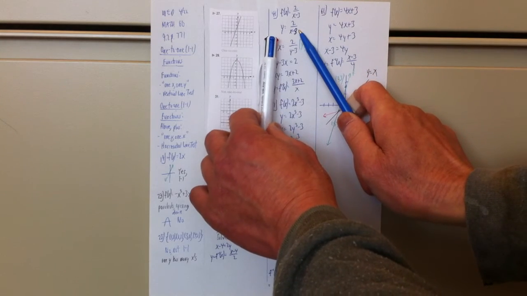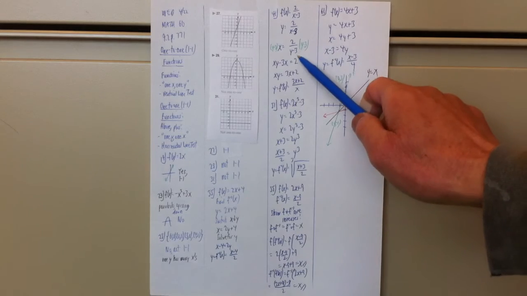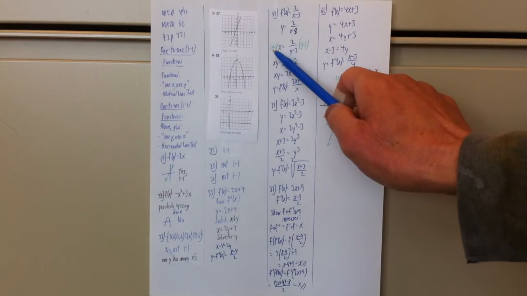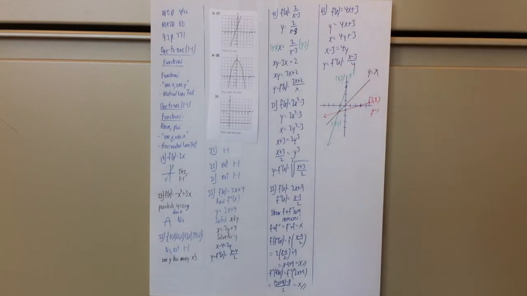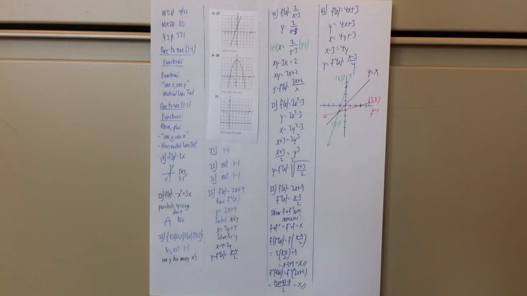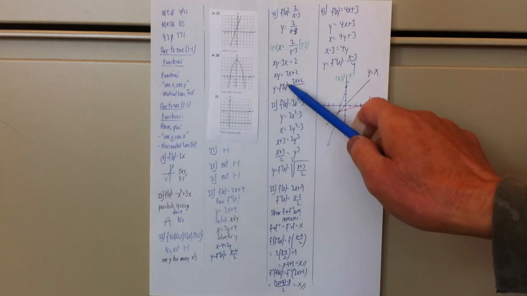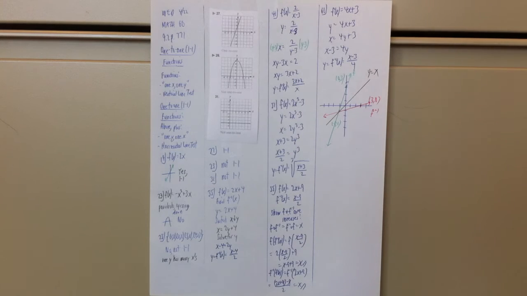And now to clear up the fractions, I'll multiply both sides by y minus 3 in green. So that cancels out, giving me 2. Multiply this by y minus 3, I get xy minus 3x. And now I want to solve for y again. So add 3x to both sides. Xy equals 3x plus 2. And then just divide by x. So y equals f inverse of x is 3x plus 2 divided by x.